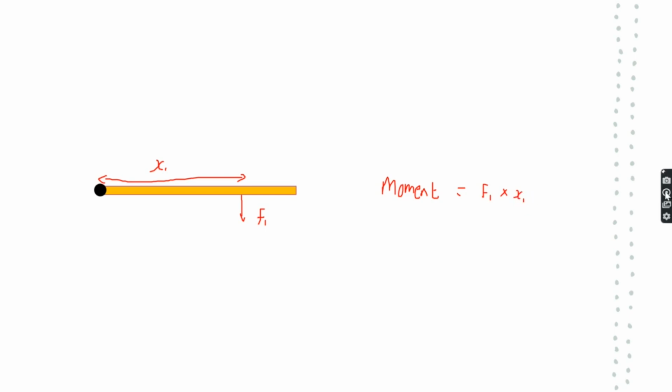Pretty straightforward. Imagine we weren't pushing it at 90 degrees down the lever, and instead decide to put a force in this direction, at an angle of theta, and we can call this F2. We know that this will have less of a turning effect because we're not pushing it perpendicularly down. But how do we work out the moment in this case?